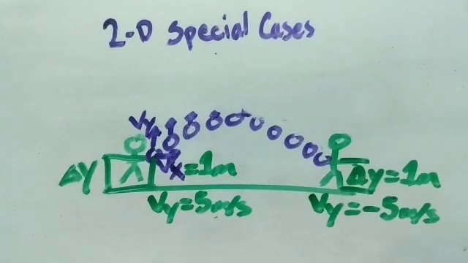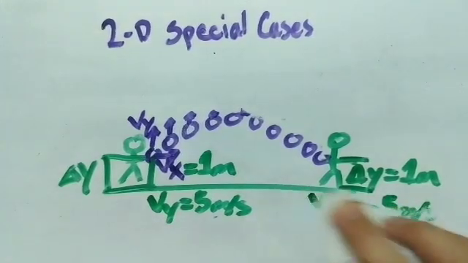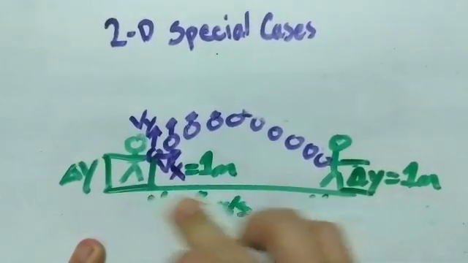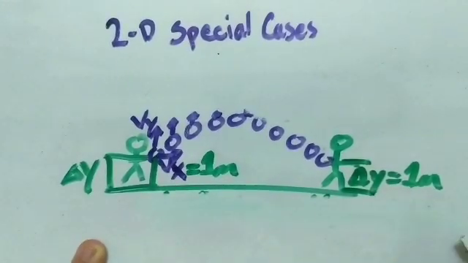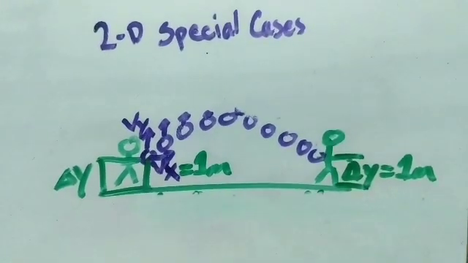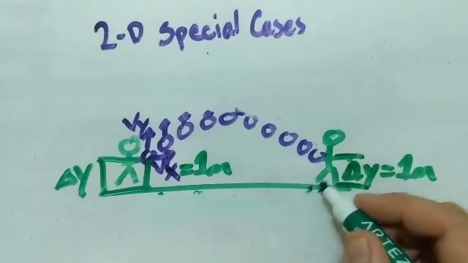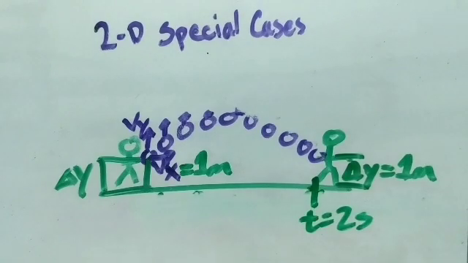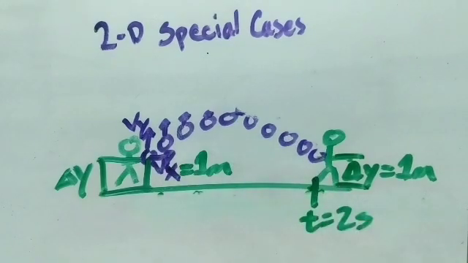The third special case deals with time. It takes time for projectiles to move. It takes time for them to go up and come back down. And this one might be kind of obvious, but it also will be helpful sometimes. I throw this ball to my friend, and by the time that ball gets to my friend and they catch it, that took 2 seconds.